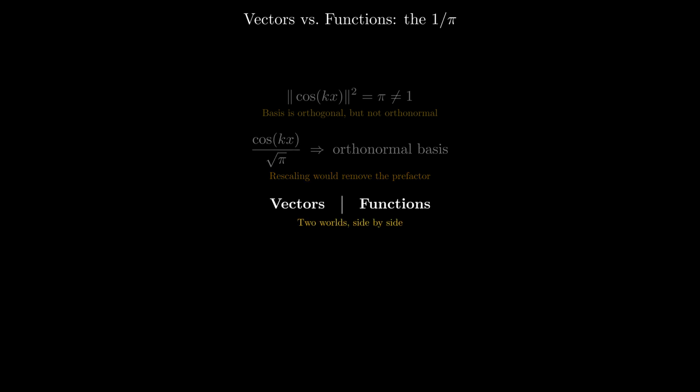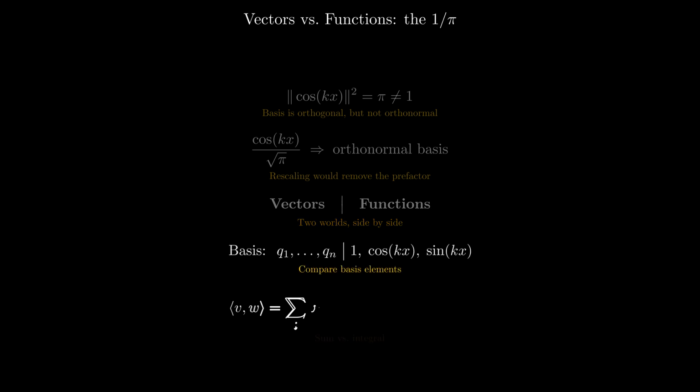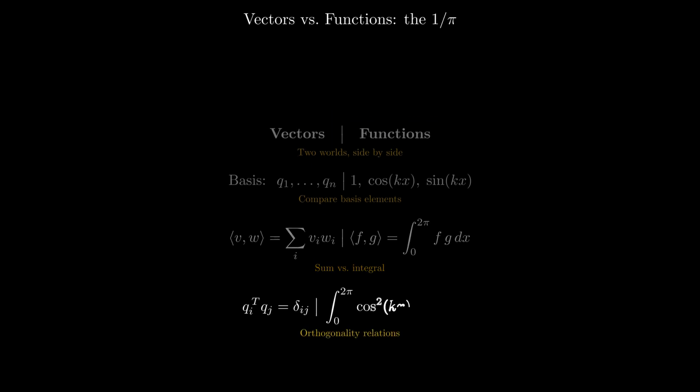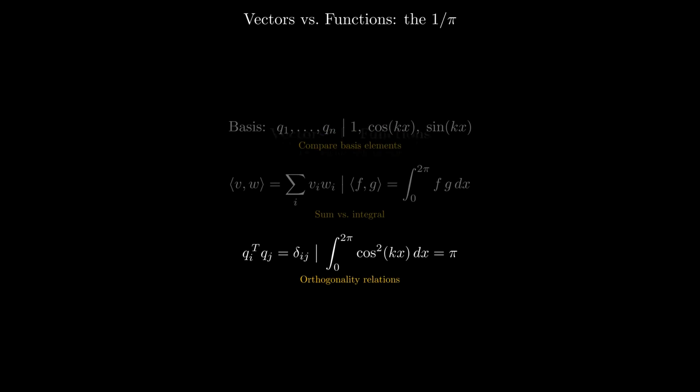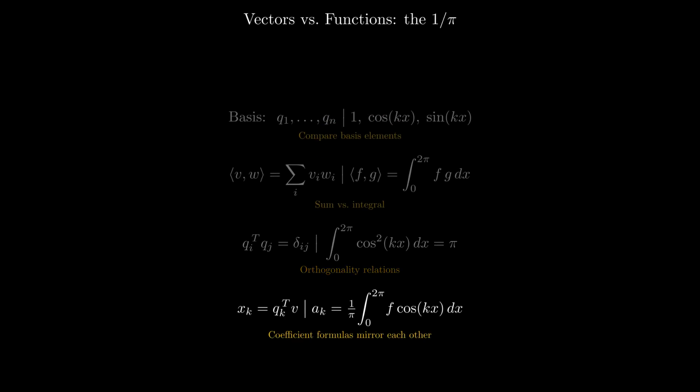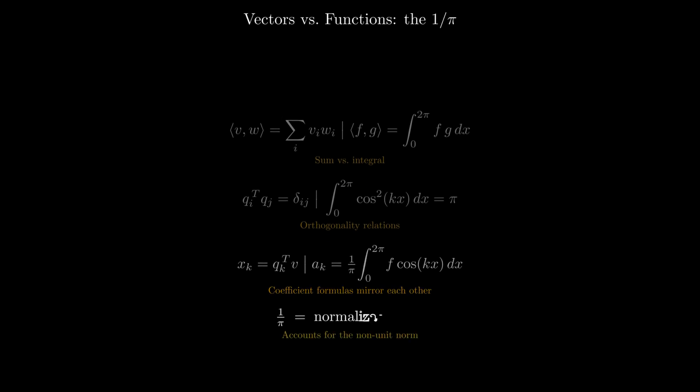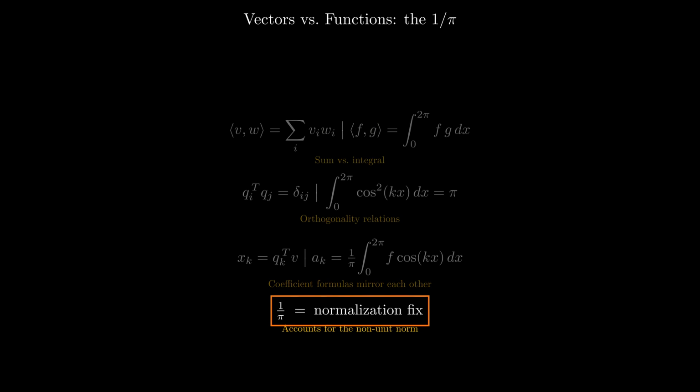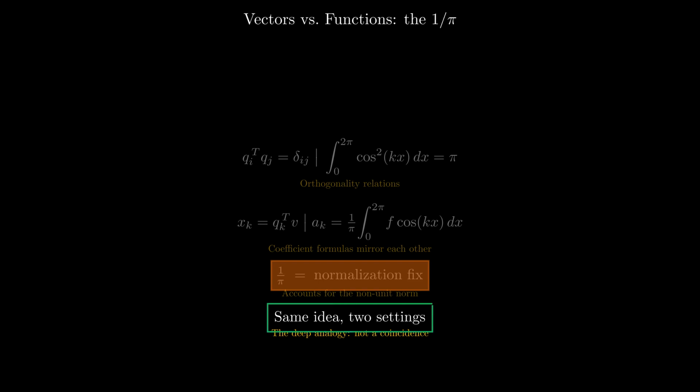Now let's lay the two worlds side by side. In the world of vectors, the basis is q1 through qn, the inner product is a sum, and the coefficient is xk equals qk transpose times v. In the world of functions, the basis is 1, cosine of kx, and sine of kx. The inner product is an integral, and the coefficient is ak equals 1 over pi times the integral of f times cosine of kx. Notice we did exactly the same thing twice. That's not a coincidence. That's the entire point.